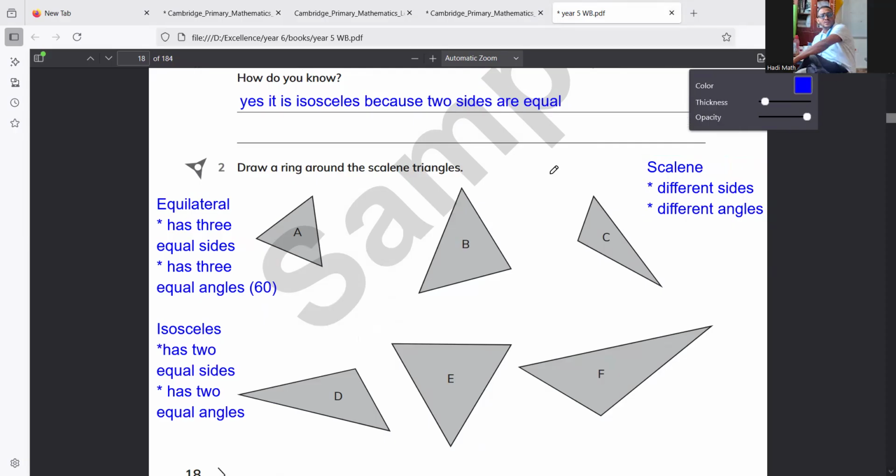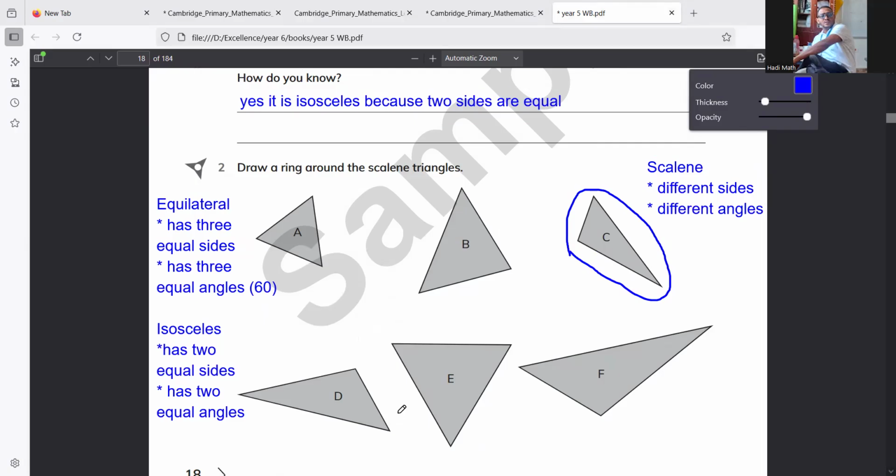Then you go one by one. This A, if you look, the sides are equal. This one, you measure the sides. We find this one is equal to this one. This one, the sides are different. So draw a ring around the scalene triangle. You think this is scalene? Yes. So draw a ring around this triangle because it's scalene.